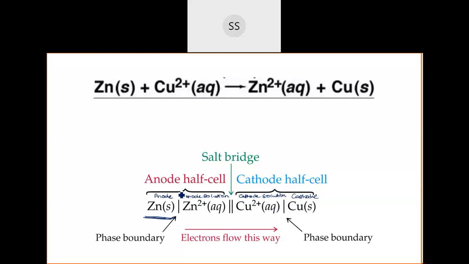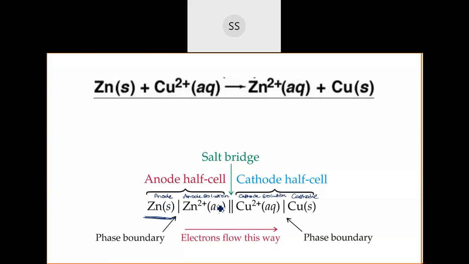Okay, anode half cell you write first, because oxidation has been done over there, and then from there the electrons will start flowing towards the cathode side. So this is how the electrons are flowing, so even you will represent in that similar fashion as well. Okay, so anode half cell, salt bridge, then cathode half cell has to be written afterwards.